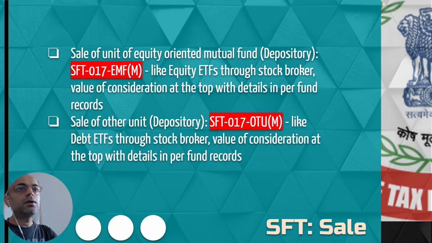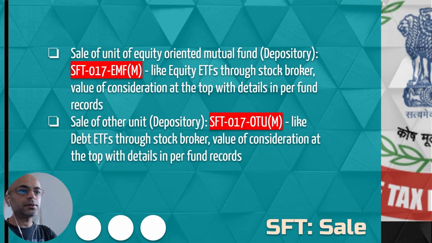SFT017 EMF will indicate the sale of equity oriented mutual funds, but note that SFT017 EMF will include the mutual fund sale information that you have done through your brokers, not through the mutual fund house. So normally, if you have any equity ETFs through your broker, that information will be shown under SFT017 EMF. At the top, it will have the value of consideration, that is the total sale value, with the details in the sub-record.